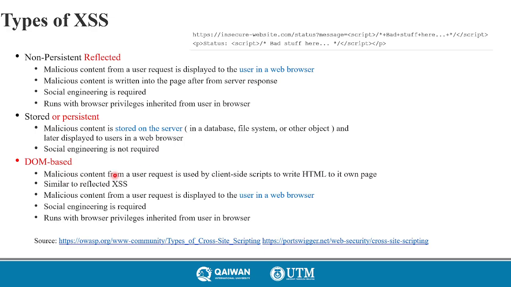DOM-based would be malicious content from a user request that is used by a client-side script to write HTML to its own page. Similar to reflected XSS, malicious content from a user request is displayed to the user in the web browser. Social engineering is required. It runs with the browser privilege inherited from the user in the browser. So DOM-based and reflected are quite similar.